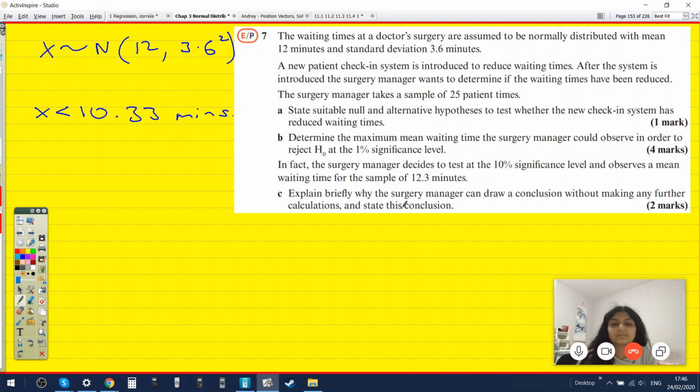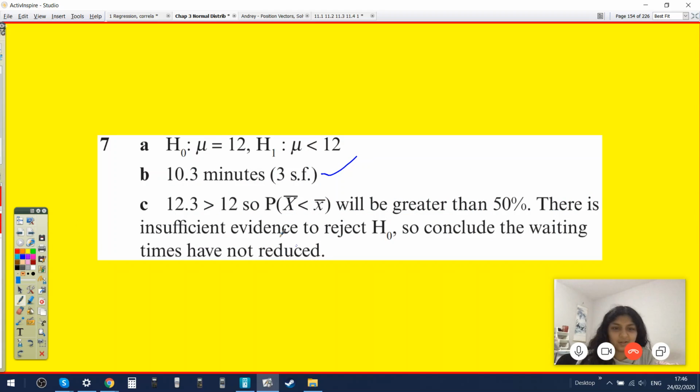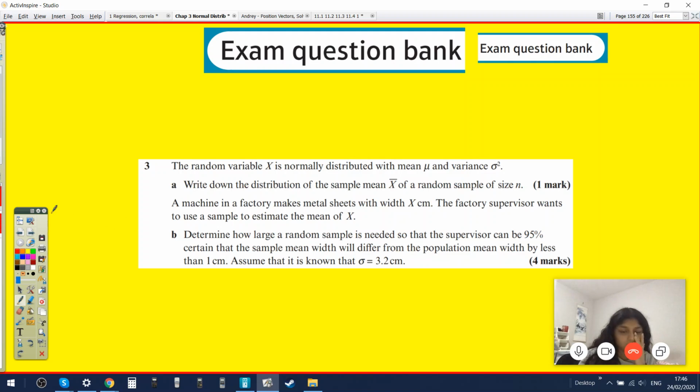Let's see. Oh yeah, how about this one? Question C. 12.3 is not in the critical region, so you reject H1 and you accept H0. Basically, there's insufficient evidence to reject the default hypothesis. Wait, don't you reject H1 and... Oh, okay. Yeah, I just got confused because you reject H0. There's insufficient evidence, so it hasn't changed.